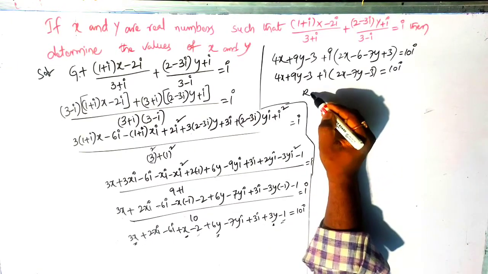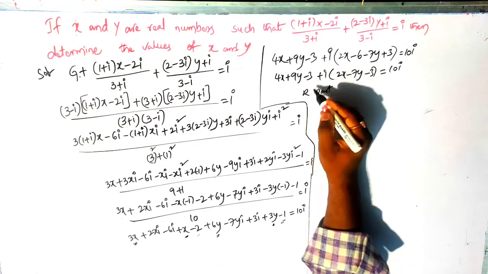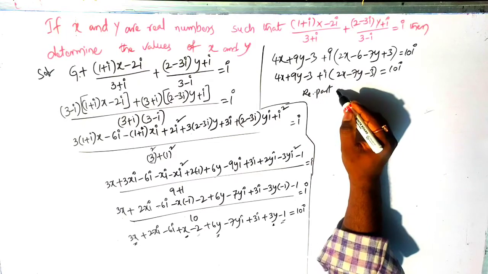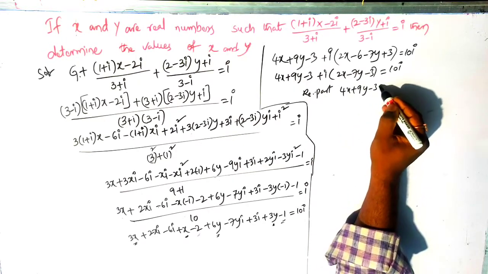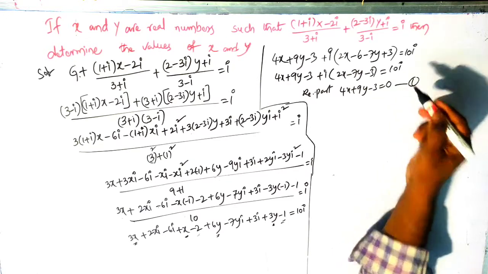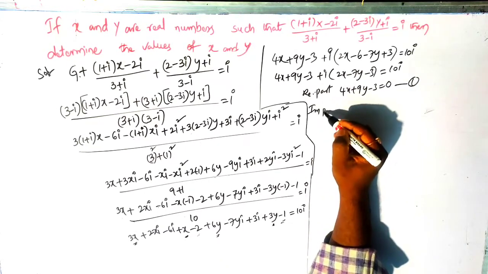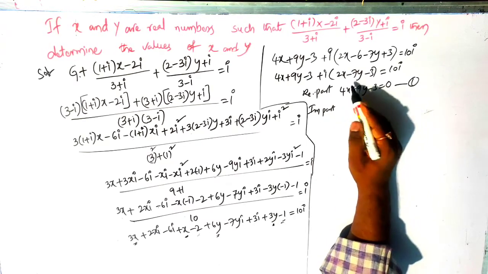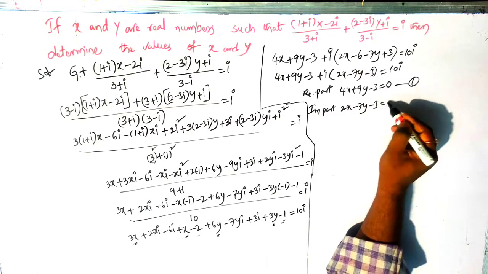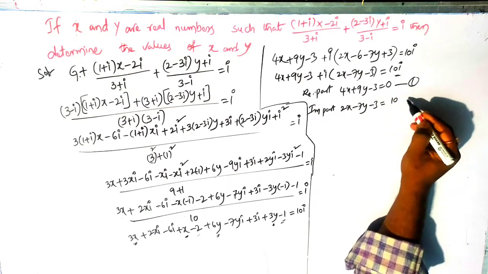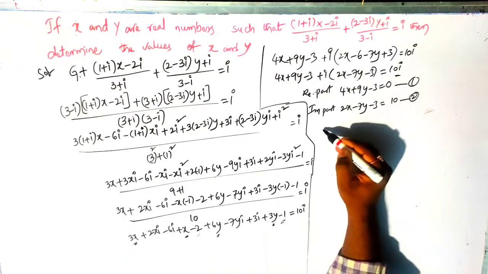So real part is nothing but 4x plus 9y minus 3. Here real part not given, that is nothing but taken as 0. Now imaginary part. So what is imaginary part here? This is 2x minus 7y minus 3, that equals to, here imaginary part is given here. So that is 10. This is equation number 2. On comparing both sides, we get this one.